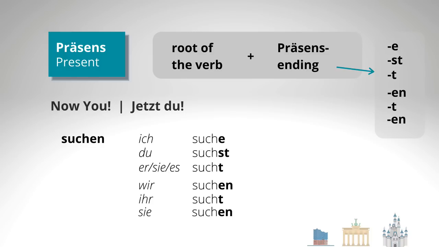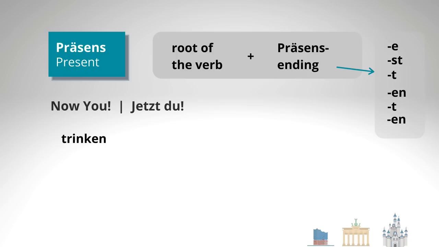The words on the left, so ich, du, sie, es, and so on, are called personal pronouns. They are the same as I, you, he, she, it, and so on in English. So remember, if you have the infinitive, you just leave out the en and get the root of the verb, and then you add the Präsens ending. Are you ready for the next one? This time you're on your own.